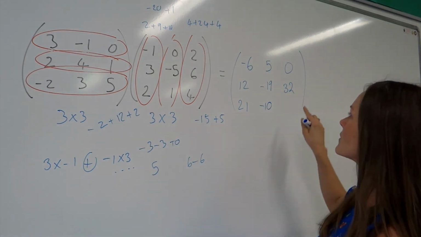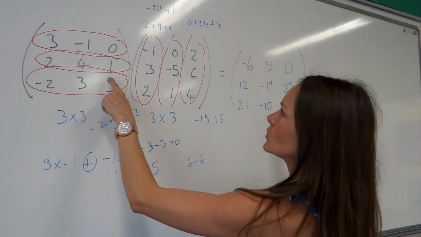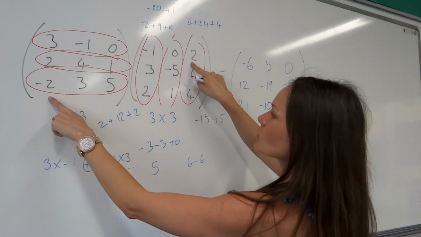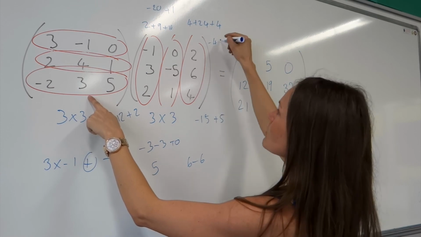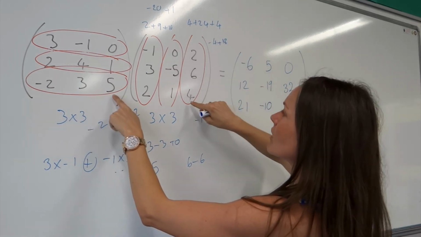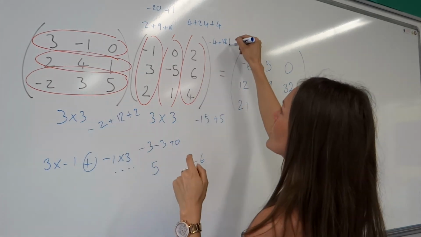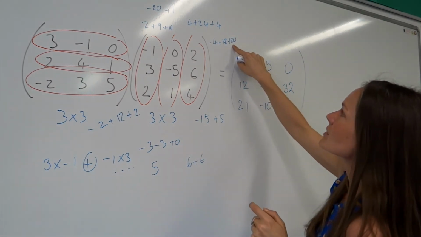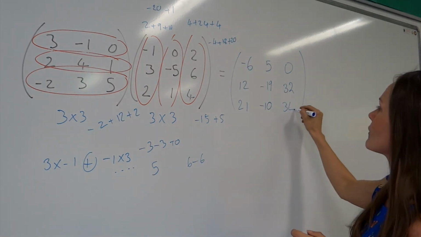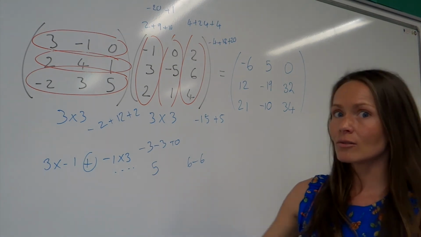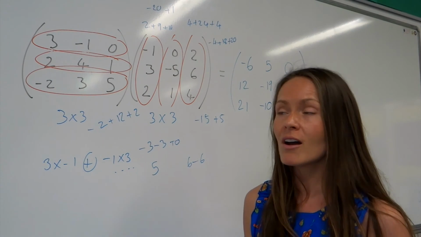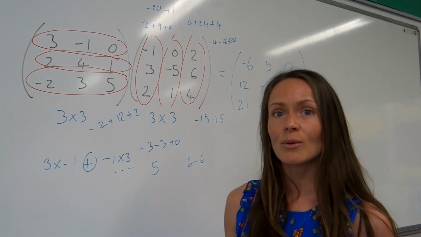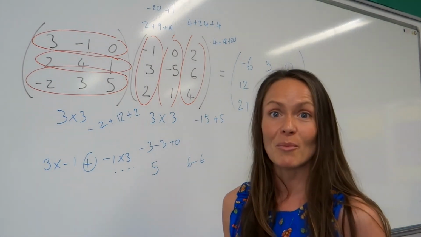And the last one, so the bottom right, so I'm using the bottom row and the right column. Minus 2 times 2, which is minus 4. 3 times 6, which is 18, and the last one, 5 times 4, which is 20, so that's 38 minus 4, which is 34. Okay, so that's pretty long. I hope you don't get many of those, because they take forever, and I hope now you understand multiplying matrices a bit more than before.